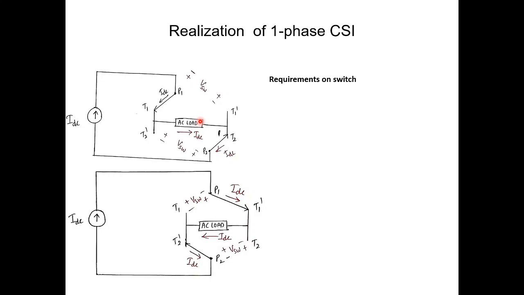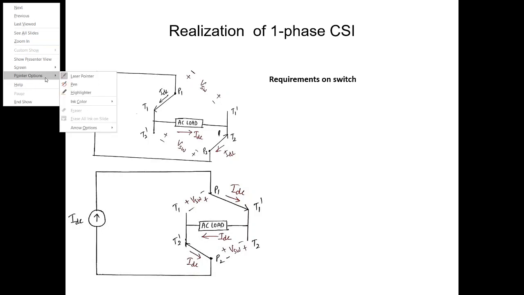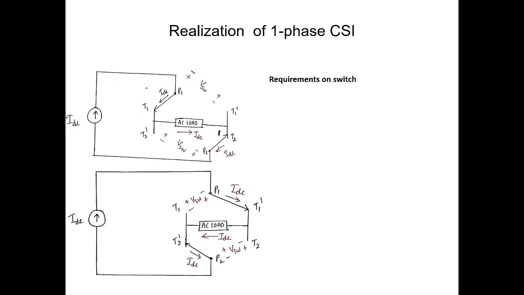Now in order to realize this single phase current source inverter, we require two single pole double throw switches as shown in the figure. So this is the first SPDT and second SPDT. Now the poles must be connected to the input current source, because current through the current source must be continuous, which is possible if and only if it is connected to a pole. So there are two single pole double throw switches.